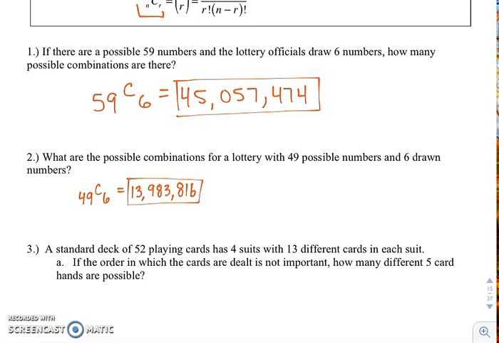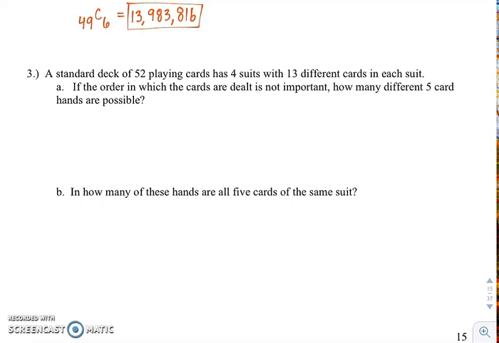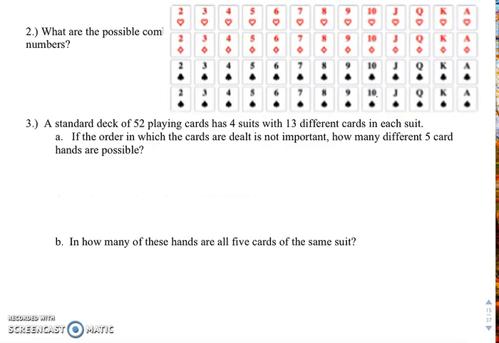So how about number 3? It's got 2 parts. The first part says a standard deck of 52 playing cards has 4 suits with 13 different cards in each suit. So I've tried to pull up a sort of simple deck of cards here for you guys as a visual. So in letter A, it asks if the order in which the cards are dealt is important, so that's why it's a combination. How many different 5-card hands are possible?